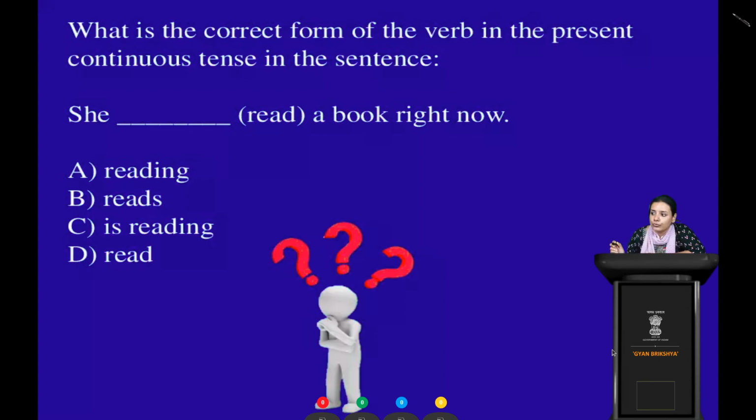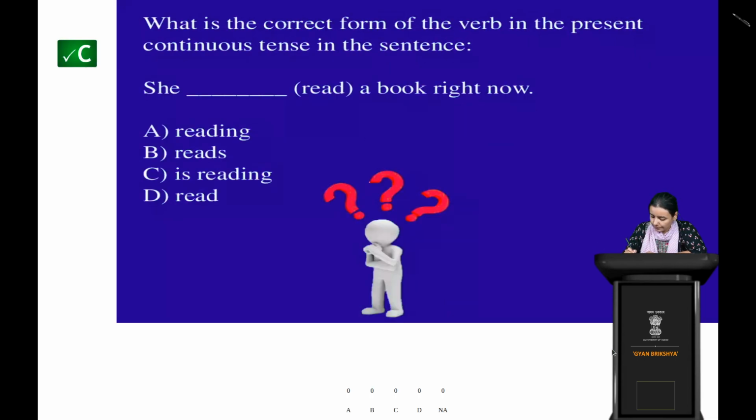She what? A is reading, B is reads, I don't think this word exists in the dictionary, we don't say reads, we say read, right? Reads doesn't even exist in the dictionary itself. Anyway, C is reading and D read. So the answer will be number C, is reading. We know we have to include the V1 form in the present tense.